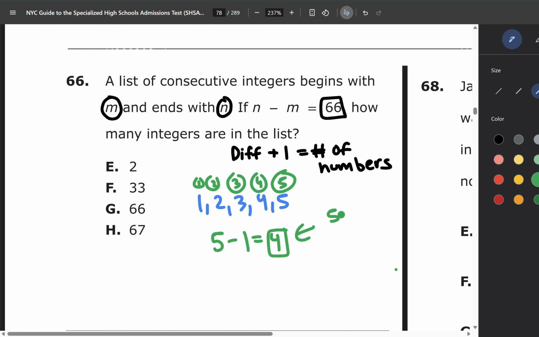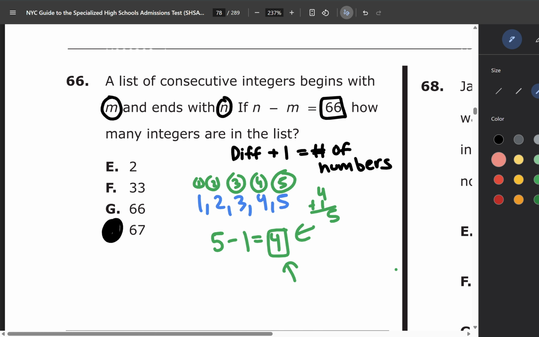So really we have one more than the difference. So 4 plus 1 is equal to 5, right? So similarly here, we're finding that the difference is 66, so the number of numbers must be 67. That is something that I would try to memorize.